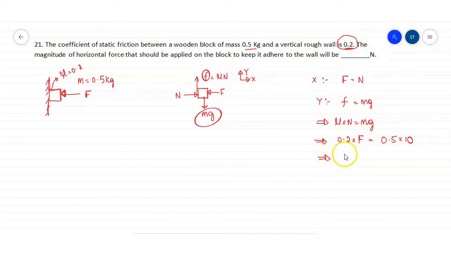This can be written as 1 by 5. So 1 by 5 into F will be equal to 5. So here F will be equal to 25 Newton. This will be the solution for this question. Thank you.